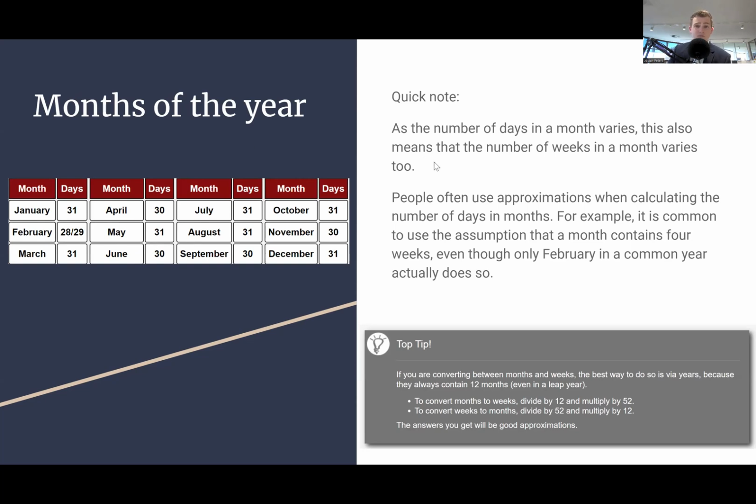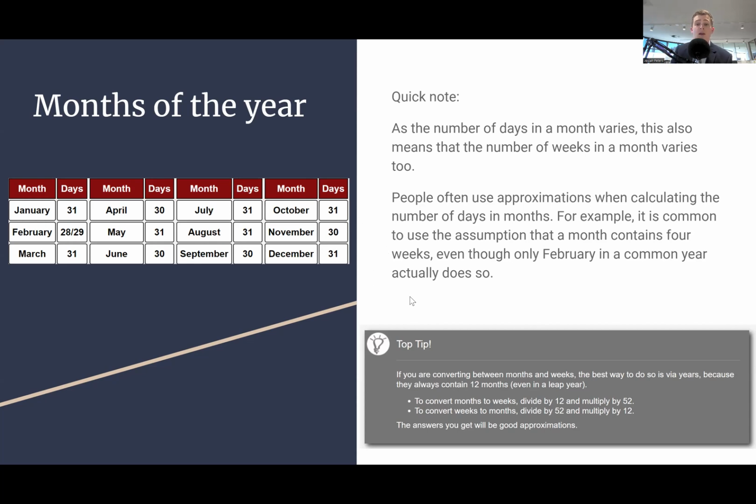So, a quick note: as the number of days in a month varies, this also means that the number of weeks in a month varies too. People often use approximations when calculating the number of days in months. For example, it is common to use the assumption that a month contains 4 weeks, even though only February in a common year actually does so.